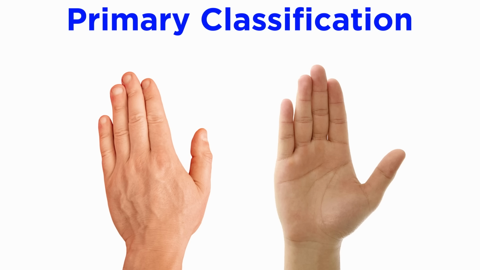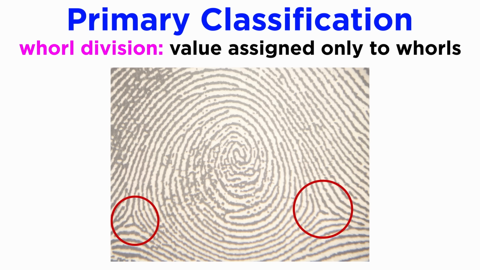Hold both of your hands in such a way that the palm of your right hand faces you while the palm of your left hand faces the opposite direction. Start counting your fingers from the right thumb to the left little finger. This is the order in which fingerprints are numbered on a fingerprint card. The right hand is numbered 1 to 5 and the left hand is numbered 6 to 10, from thumb to little finger. The primary division of classification is also known as the whorl division.